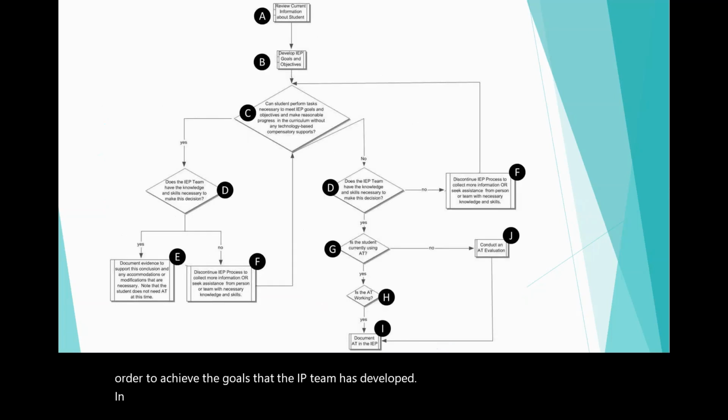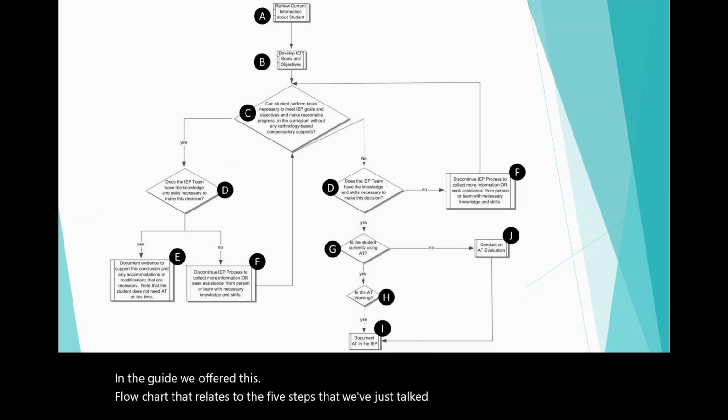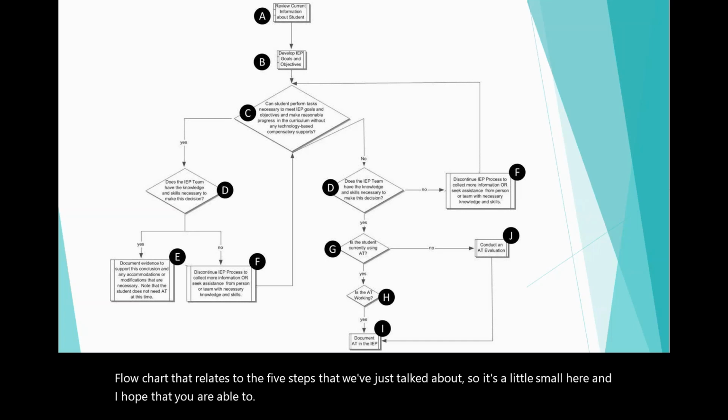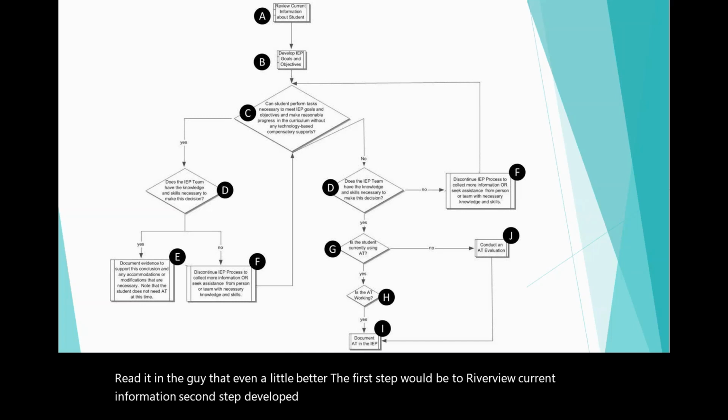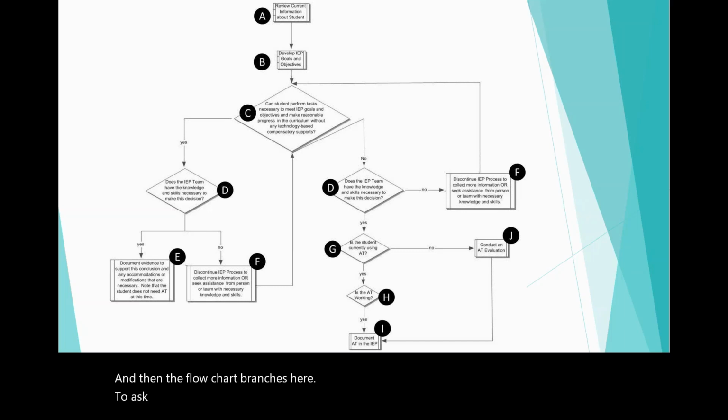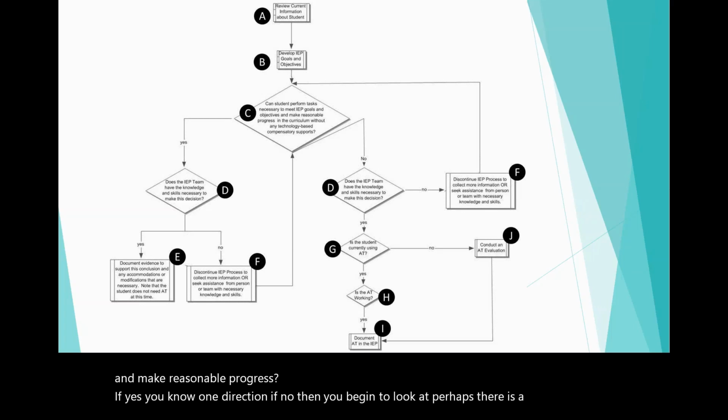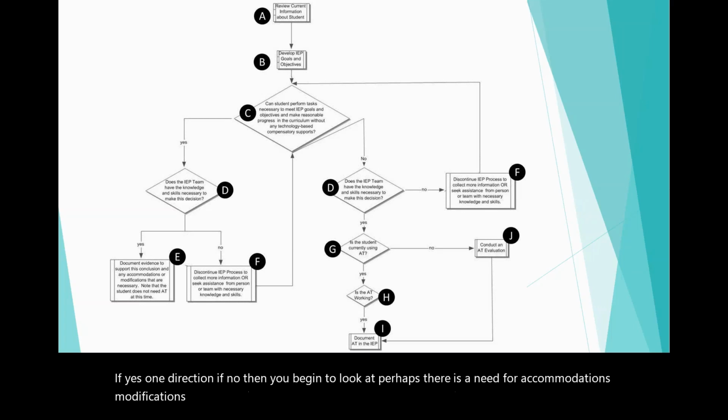In the guide, we offer this flowchart that relates to the 5 steps that we've just talked about. So it's a little small here, and I hope that you are able to read it in the guide even a little better. The first step would be to review current information. Second step, develop IEP goals. And then the flowchart branches here to ask the question, can the student perform tasks necessary to meet IEP goals and objectives and make reasonable progress? If yes, you go one direction, and if no, then you begin to look at perhaps there is a need for accommodations, modifications, or assistive technology.